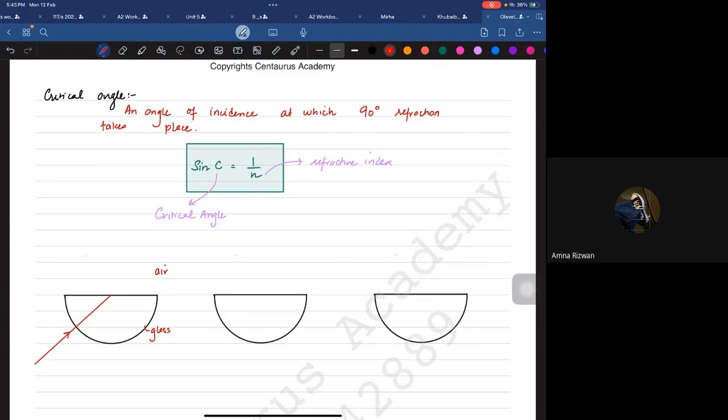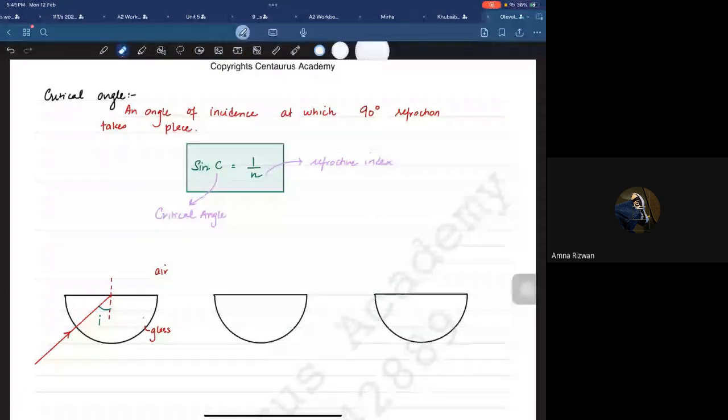It will just go straight. But then you have to draw a normal line. This will be the angle i. Whenever something goes from more dense to less dense, it bends away from the normal. You guys agree?